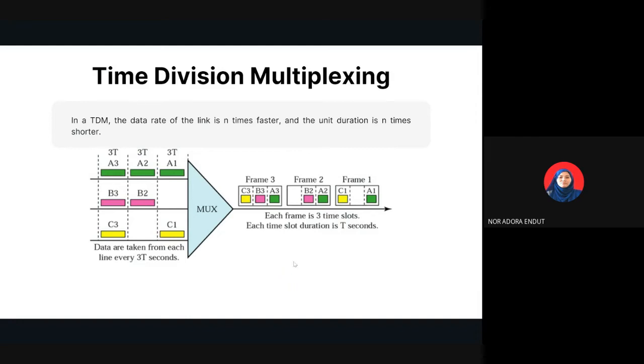Okay, so simple. I think it's clear for you. So each frame is 3 time slots. Okay, so the time slot is divided based on the user. And each time slot duration is T seconds. Setiap satu adalah T. Jadi kalau ada 3, maksudnya kita ada 3 T lah.